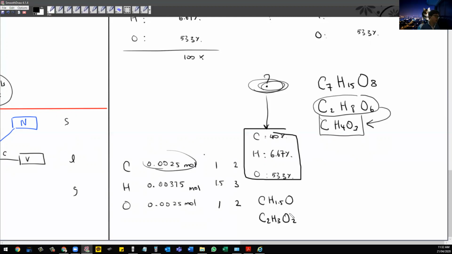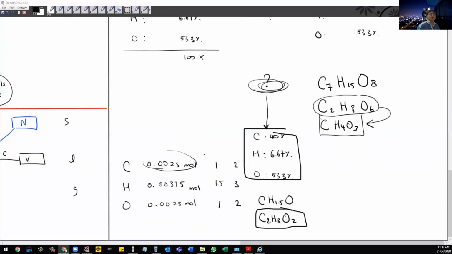So sometimes you get decimals like that. Then you have to double, and this is the lowest possible integer ratio, isn't it? That's how you do it.